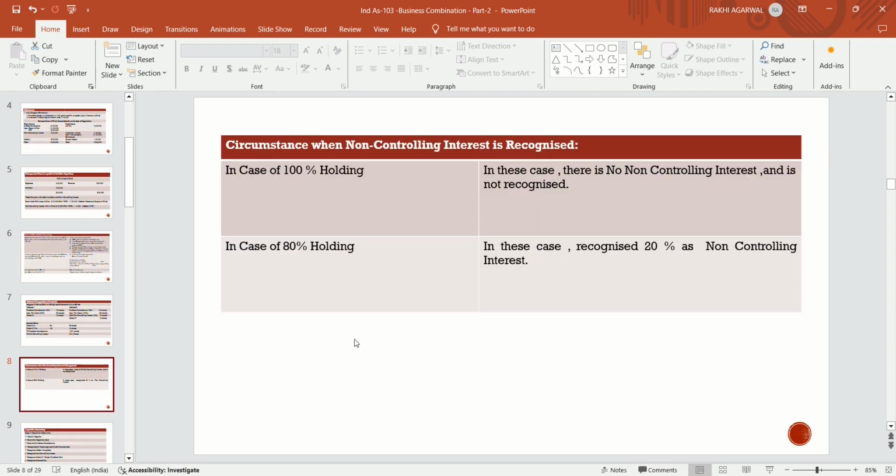Circumstances when non-controlling interest is recognized. In case of 100% holding, there is no non-controlling interest and it is not recognized. If A Limited acquires a 100% stake in B Limited, there is no non-controlling interest, because nothing is acquired by another company. You have acquired the whole stake. But if you acquire 80% of that company and another 20% is acquired by another company, in that case there is a matter of non-controlling interest. In that case, the 20% is recognized as non-controlling interest.